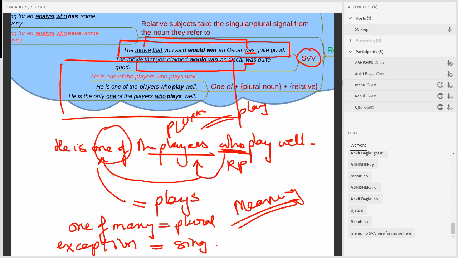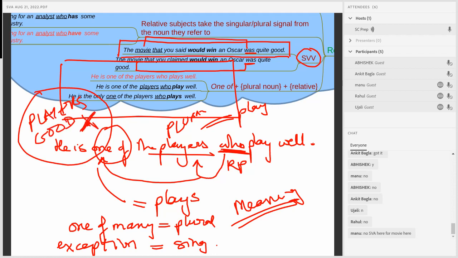He is one of the players who. Now, when you say he is one of the players who, what you're trying to say is there's a group of players, all of whom play well. Let's call them good players. And he is one of them. Right? He is one of the players who play well. Therefore, we should try to go plural on this.